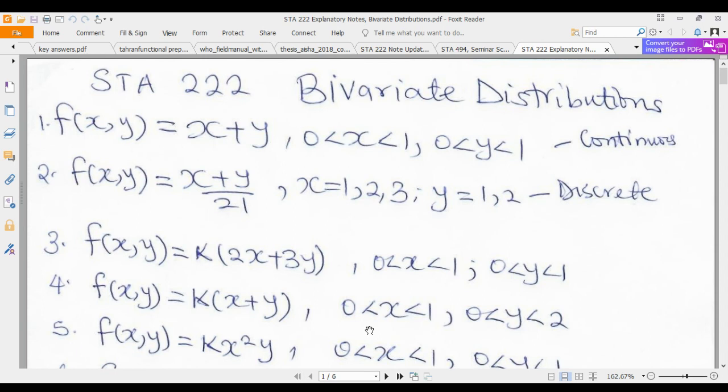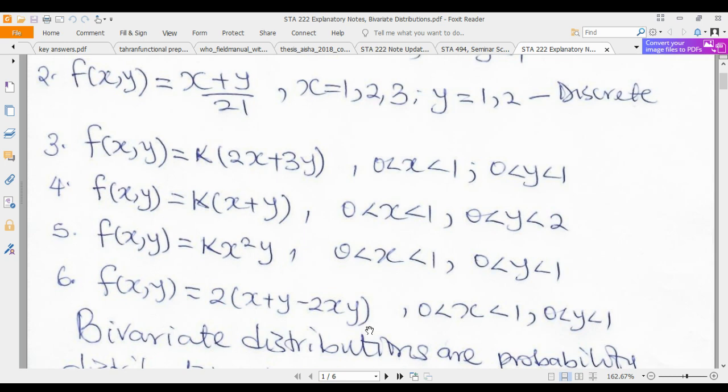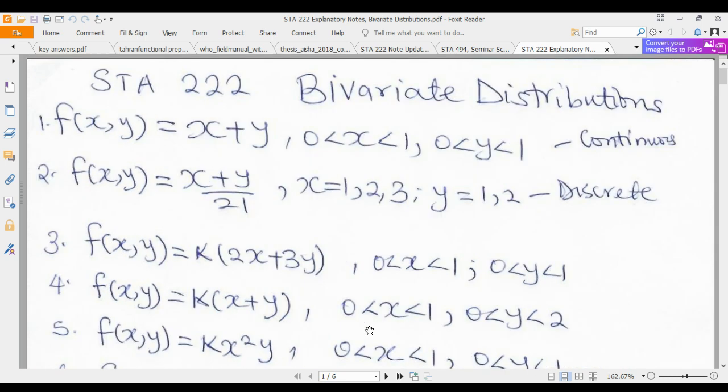So we are going to talk about bivariate distributions. As you can see, the examples or the functions or probability distributions listed from 1 to 6 are all examples of bivariate probability distributions. As the name implies, you have two variables in the probability distribution, x and y, x1 and x2, or any nomenclature that may be used.